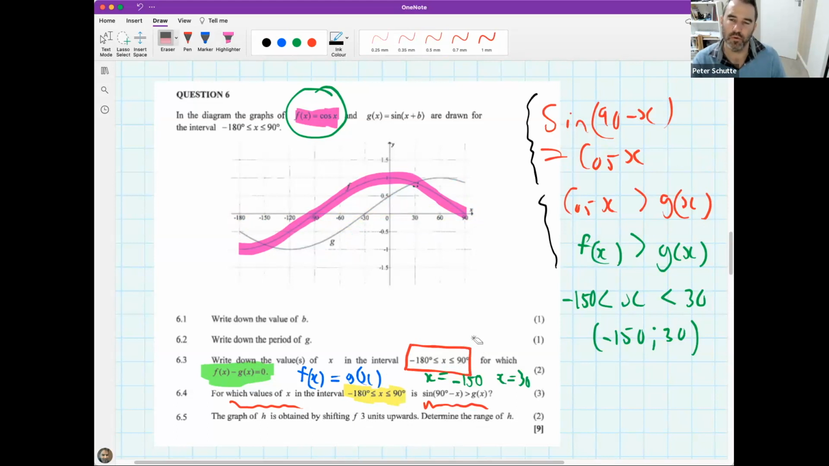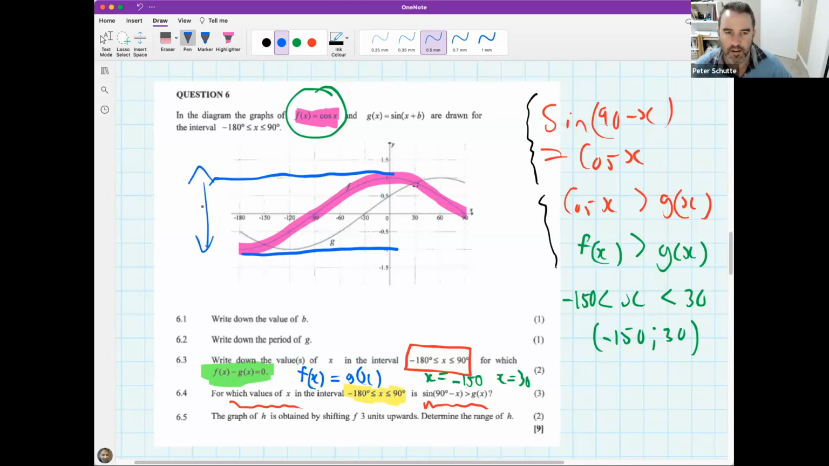Who would like to give this a go? When we talk about range, we're talking about the Y values that are relevant. But remember, we're taking the graph of F and we're shifting it upwards by 3 units. What's that going to do to the range? At the moment, the range for F looks to me like it gets down to -1 and up to 1. I want to know, if you talk about a graph that's been shifted 3 units upwards, what's the range of that graph going to be? I'm going to wait for some answers in the chat or for someone to put their hand up.